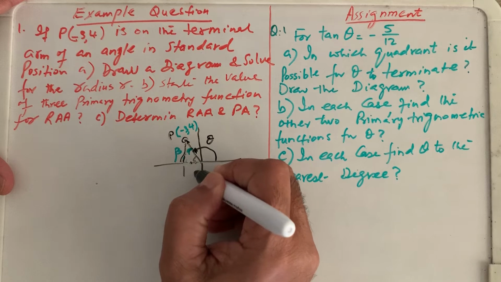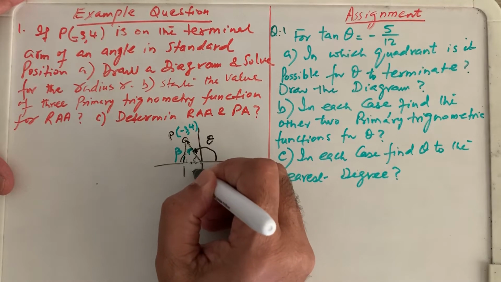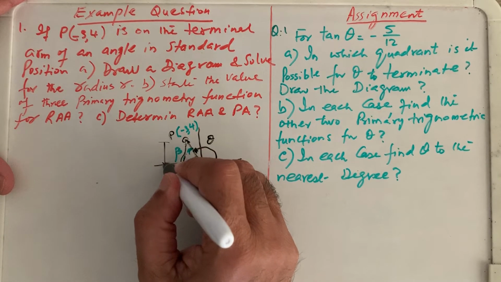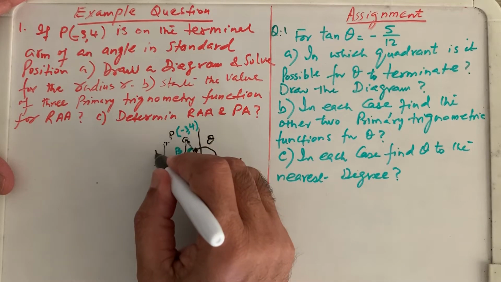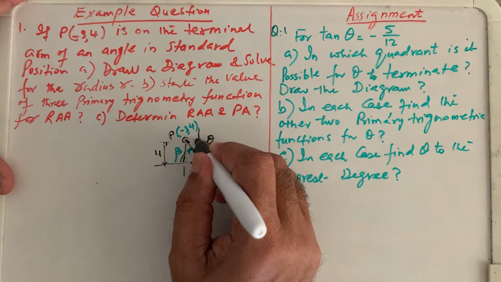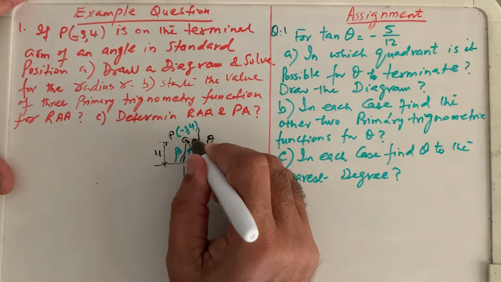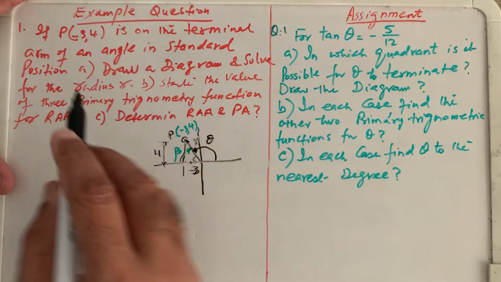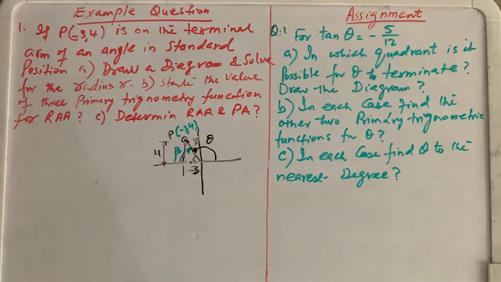So for this beta, how much is this distance? This distance on the x coordinate is minus 3. And what is this distance? The vertical distance, the y coordinate, which is 4. So I know the two coordinates, and I can find this r. This is the radius, because P is the point on the terminal arm of an angle. So what I can find out is r, the radius.